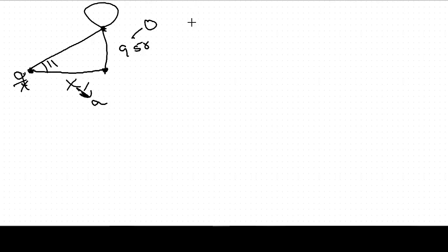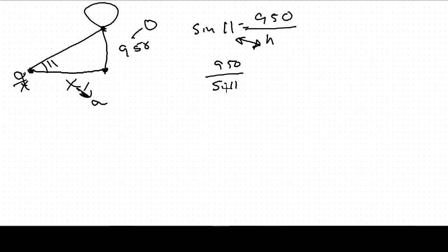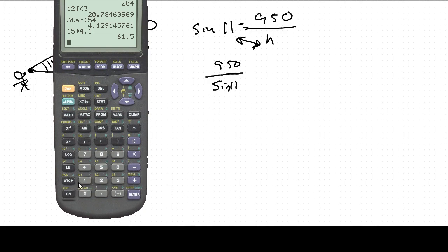So you're right, sine. So you have sine of 11 is equal to 950 over h. So that equals... Oh, you have to divide. So 950 divided by sine 11, which is, I don't know. You're supposed to know that by heart. How do people do that in their head?